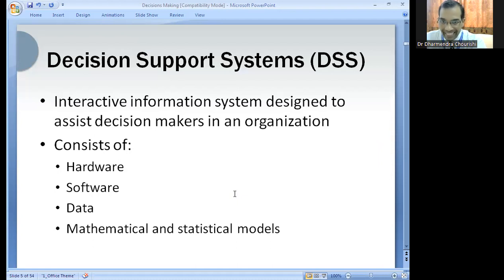So what is DSS? Before we start, we should know that a decision support system, that is DSS, is not responsible for decision making. It simply supports the decision-making process. It's an interactive information system designed to assist decision makers in an organization. It consists of hardware, software, data, and mathematical and statistical models.